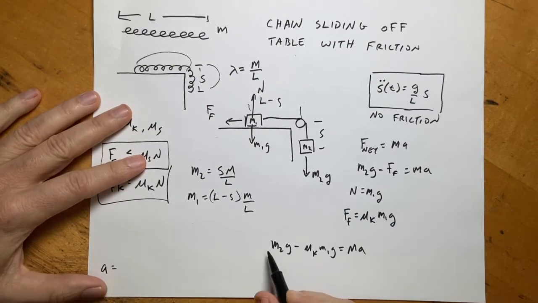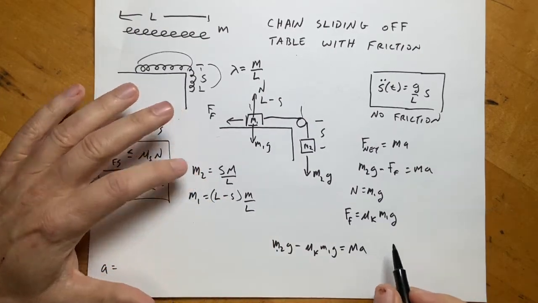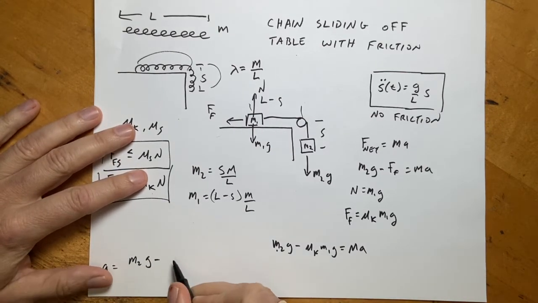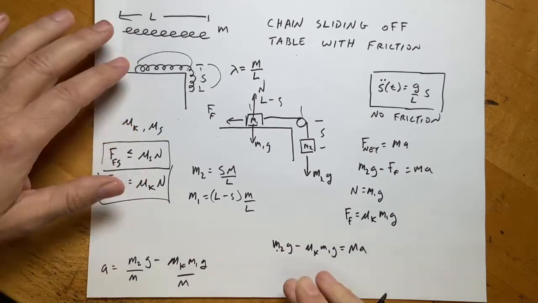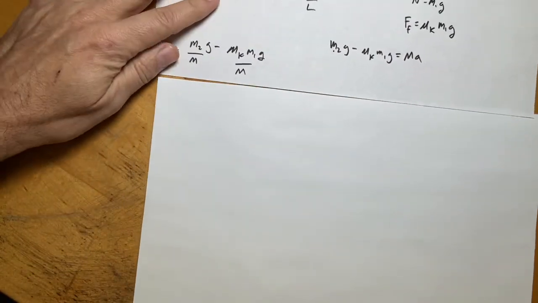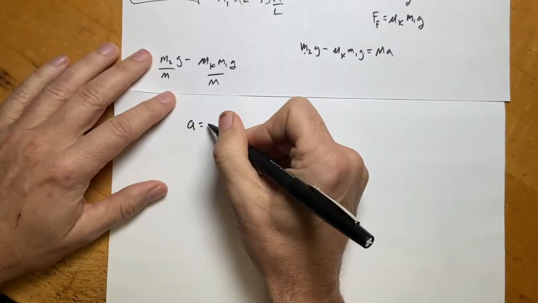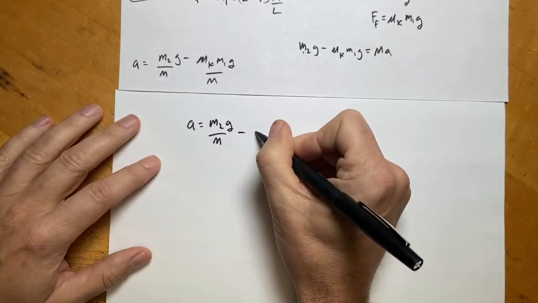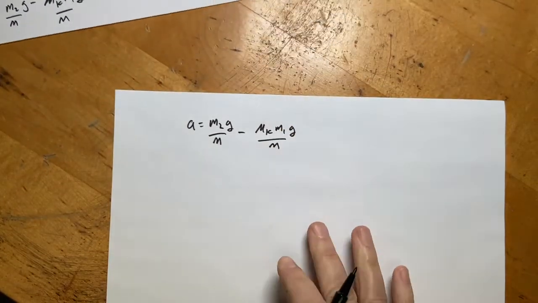So a equals, now I'm going to put in my values for m2 and m1. Let's just divide this: m2g over m minus mu k m1g over m. Now I'll put that on the next page. So I have a equals, let me just rewrite that, m2g over m, where m is the total mass, minus mu k m1g over m.